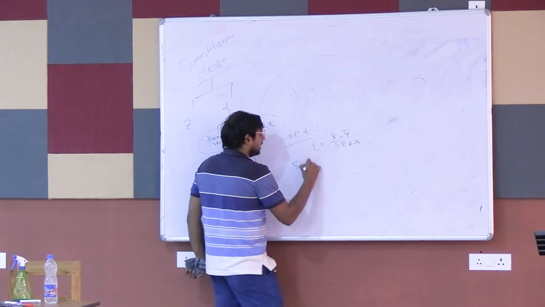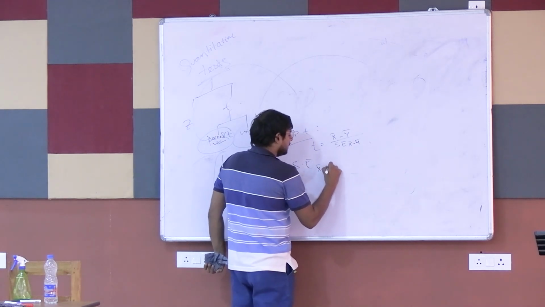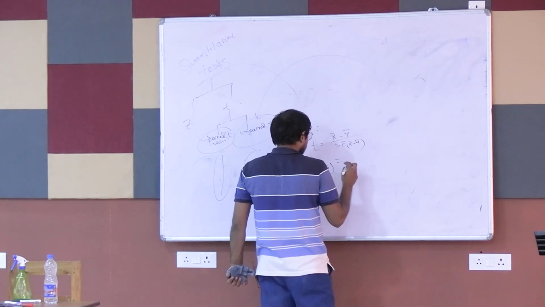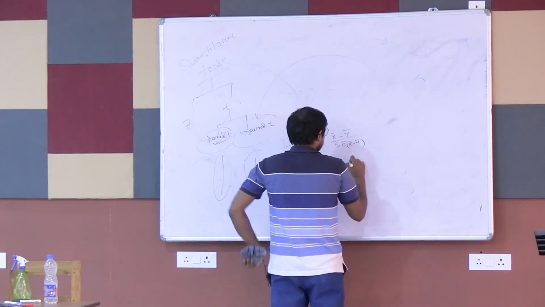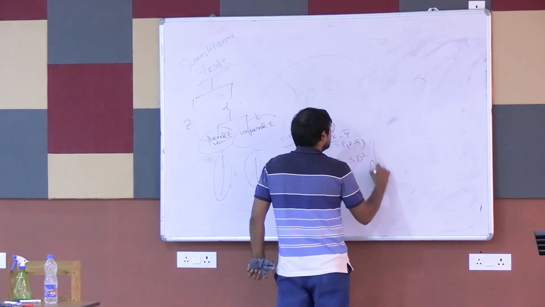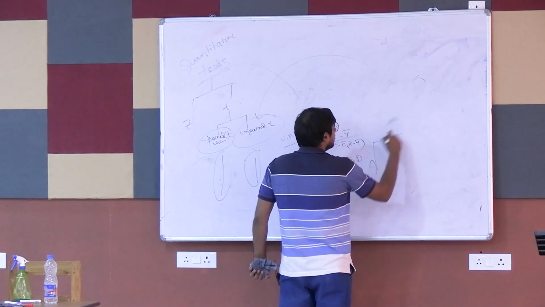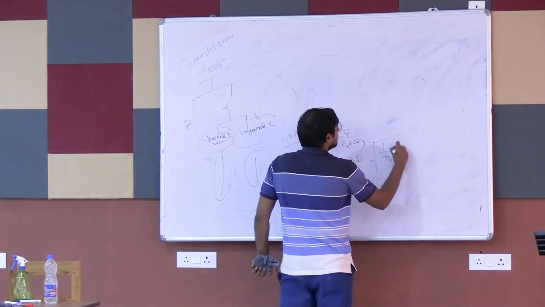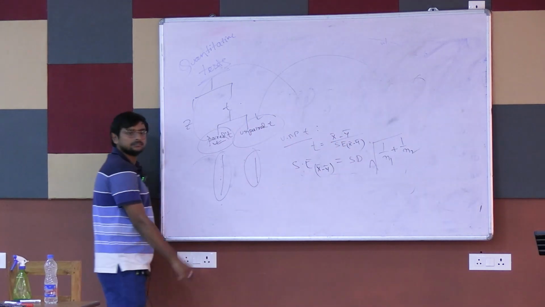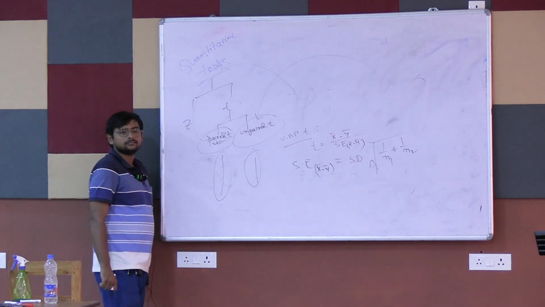Now write standard error of x bar minus y bar. SD into root over 1 by n1 plus 1 by n2.